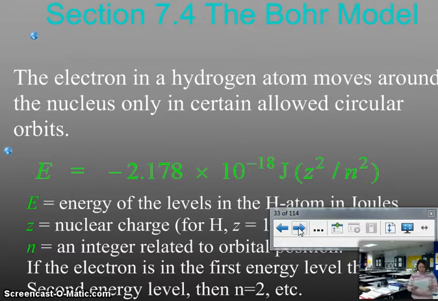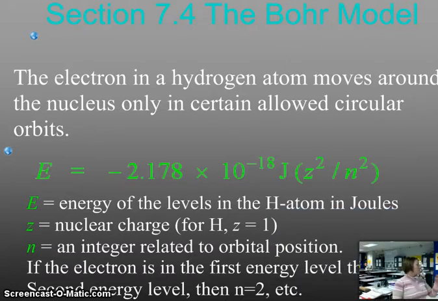Section 7.4 deals with calculating the energy absorbed or released in a hydrogen atom. And there is, of course, an equation for that. I'm going to show you this equation here. This equation for energy is equal to negative 2.178 times 10 to the negative 18th joules times Z squared over n squared, where Z is the atomic number of hydrogen.